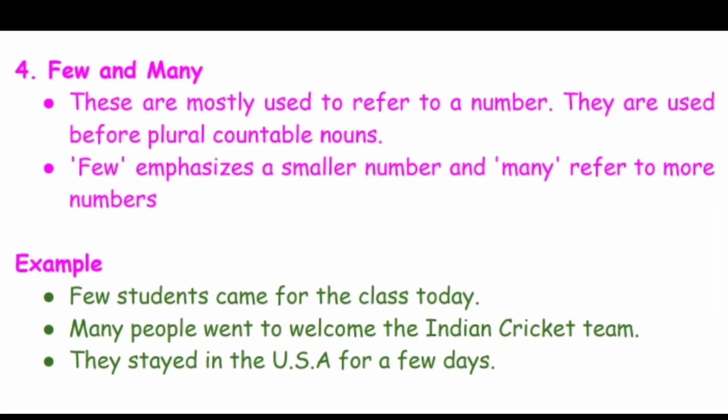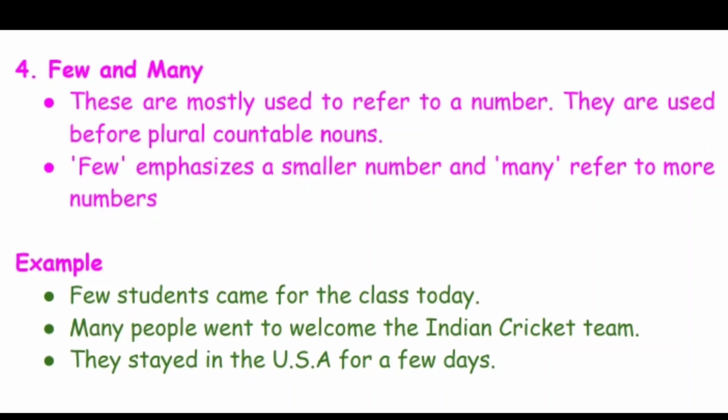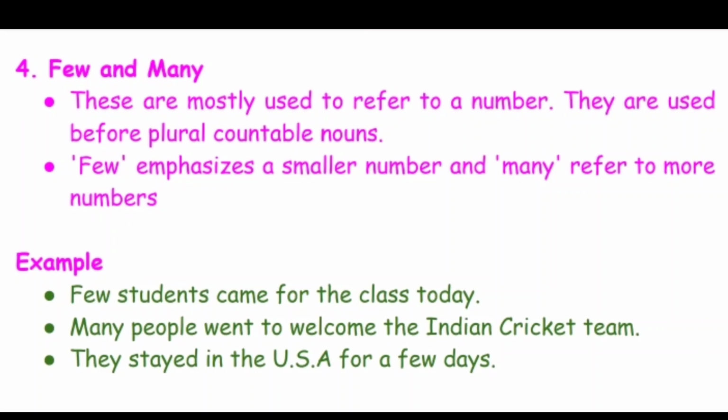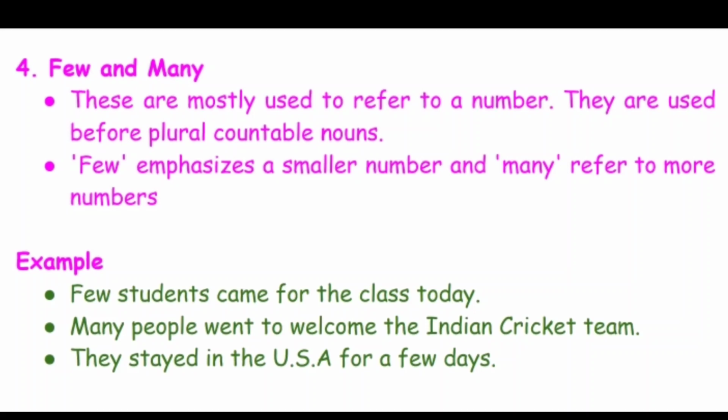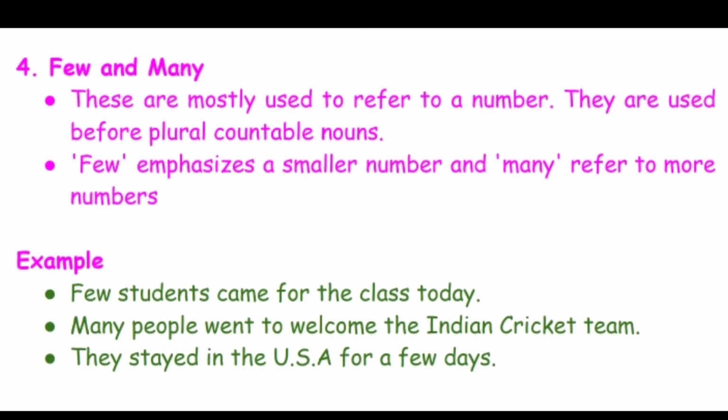So friends, few and many both are used for the countable nouns. Countable nouns mean the nouns that can be counted. Few is used for less number, while many is used for greater numbers. These are mostly used to refer to number. They are used before plural countable nouns. Few emphasizes a smaller number, and many refer to more numbers.